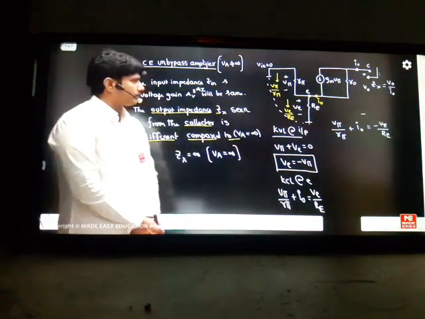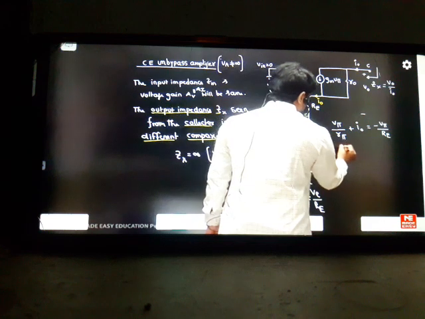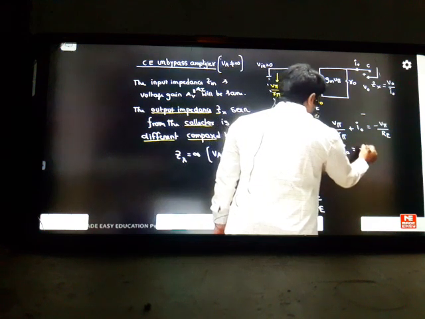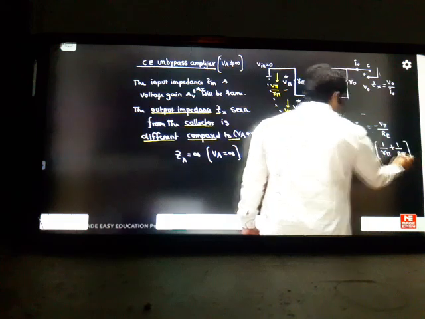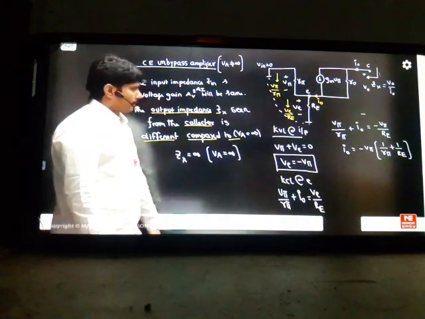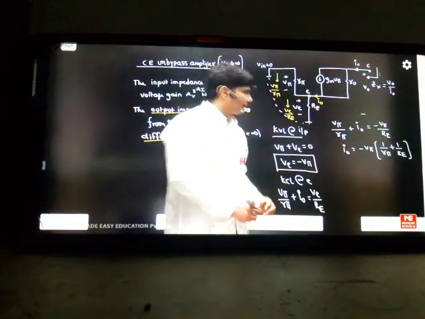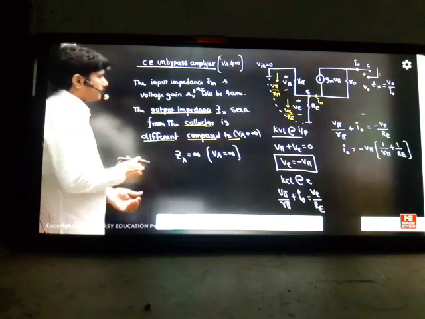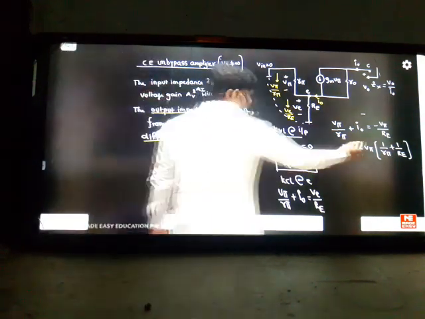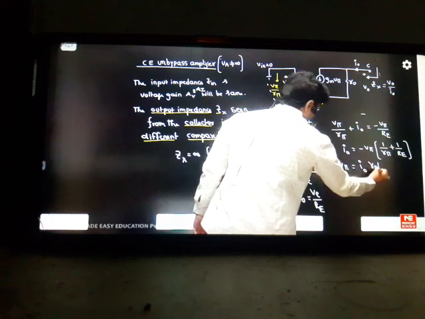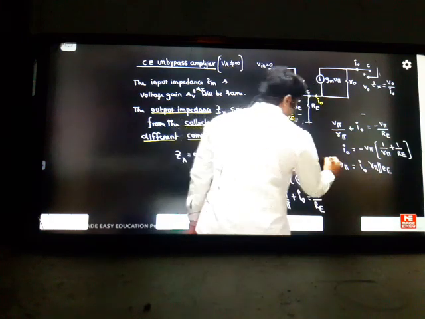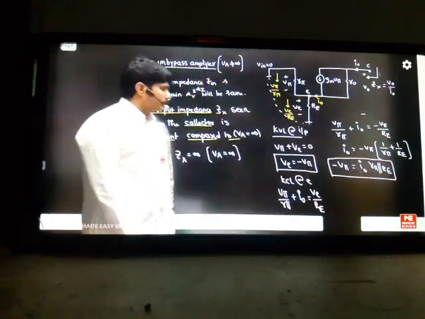So you can take common, we are getting some relation now. I0 is equal to minus V pi into 1 by R pi plus 1 by RE. Previously this answer became 0 actually, but now this answer is coming in the problem. So minus V pi can be represented as I0 into R pi parallel to RE. This is the relation I found between I0 and minus V pi. We got a relation by using KCL.